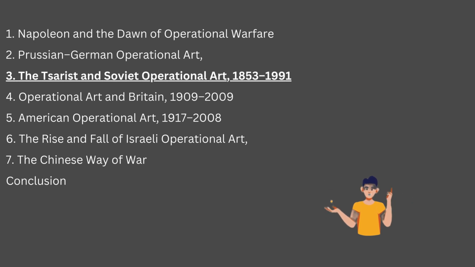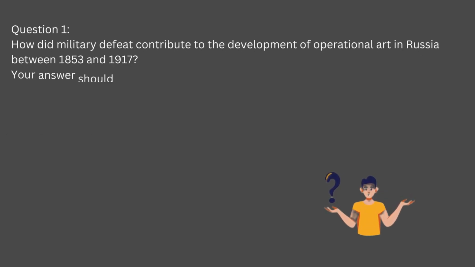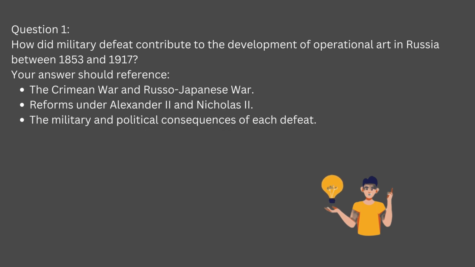Question 1 states, how did military defeat contribute to the development of operational art in Russia between 1853 and 1917? Your answer should reference the Crimean War and Russo-Japanese War, reforms under Aleksandr II and Nicholas II, the military and political consequences of each defeat.